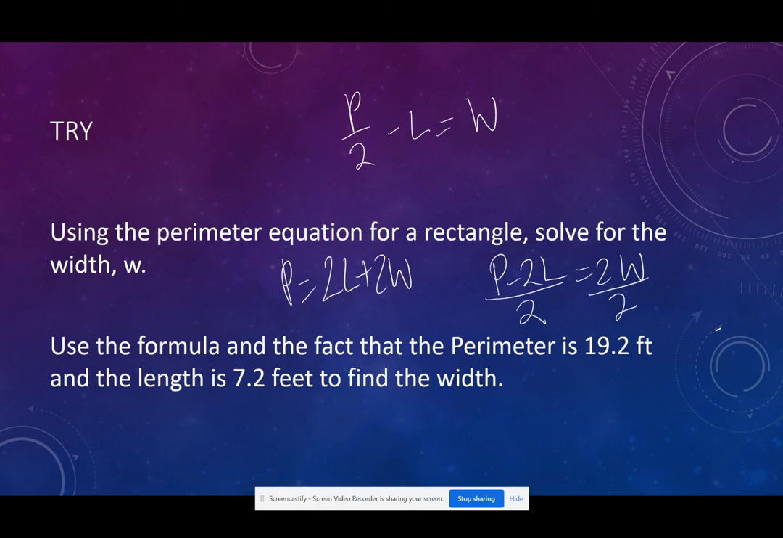So then we want to use the formula and the fact that the perimeter is 19.2 and length is 7.2 to find the width. So perimeter is 19.2 divided by 2 minus 7.2 equals W. So 19.2 divided by 2 minus 7.2 gives me 2.4. So my width is 2.4 feet. And we can test that to see 2.4 times 2 plus 2 times 7.2 gives me 19.2, which is what I wanted. All right.